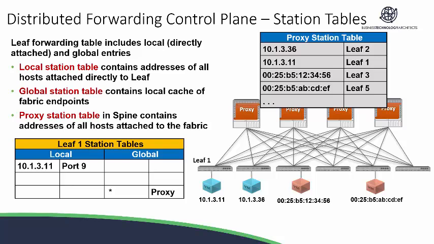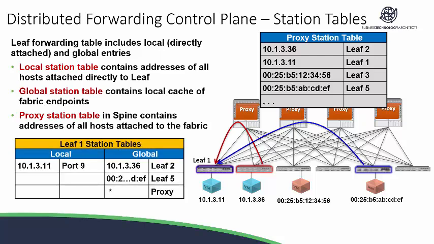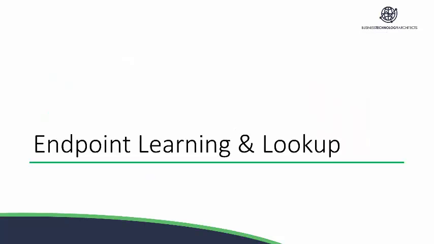The spines are going to learn those MACs and IPs in the proxy station table. If 10.1.3.11 wants to talk to 10.1.3.6, he will go up to the spine. The spine will look up its proxy table, determine the VTEP, and provide that, hey, this guy's on leaf 2, and I'll update my global station table. And then if we have another one that's learned, same process. I will update my global station table to know that this device is talking to a device that I have on leaf 1.